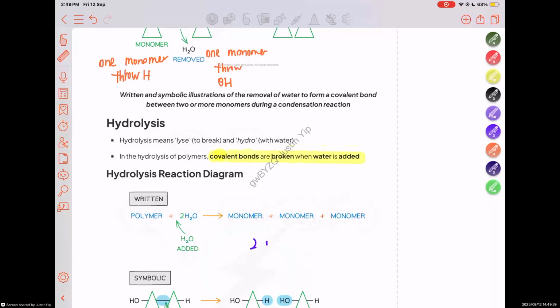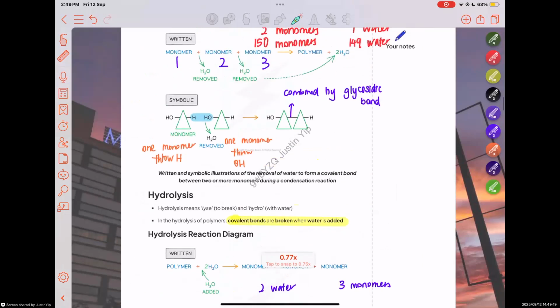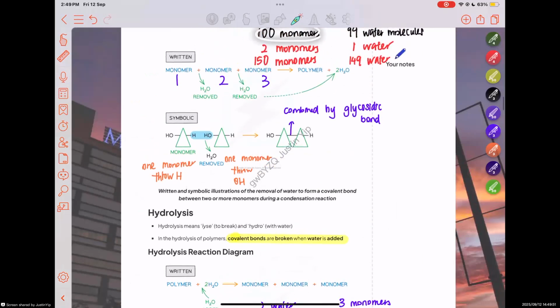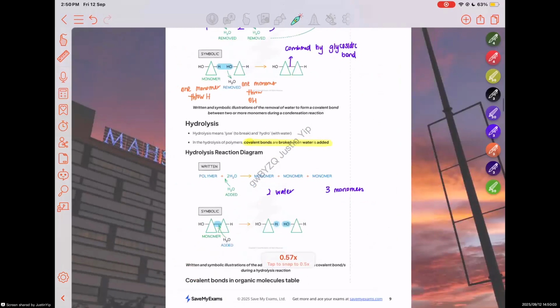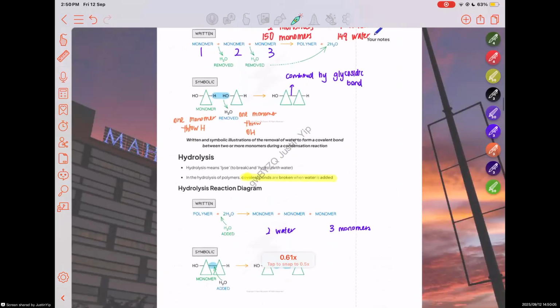If you use 2 water molecules, how many monomers will you get? You will get 3 monomers. Because just now we mentioned, if I got 100 monomers and I combine them, I get 99 water molecules. So if I use 99 water molecules to break this polymer, of course, I will get back 100 monomers. So this is condensation and hydrolysis.